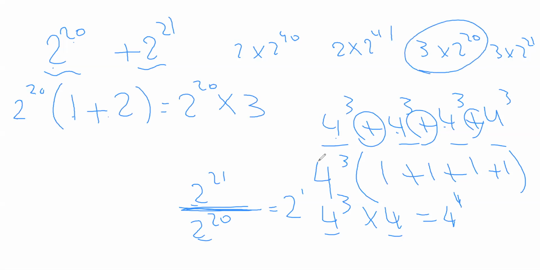Okay, the whole idea is taking the common factor, that's it. Okay, the last one: 5 power x equals 4, and you want to find 5 power x minus 1.